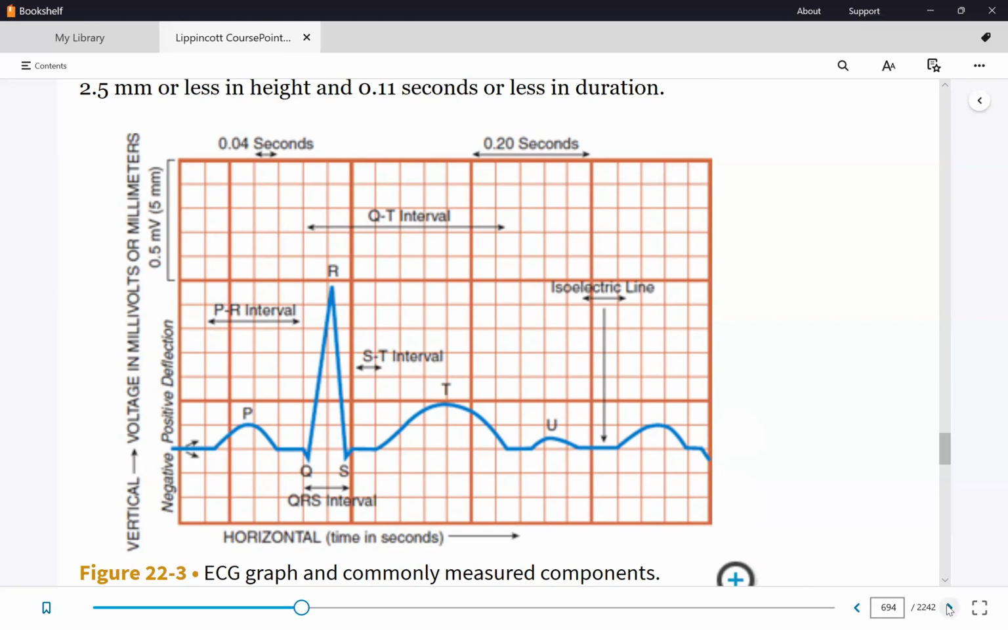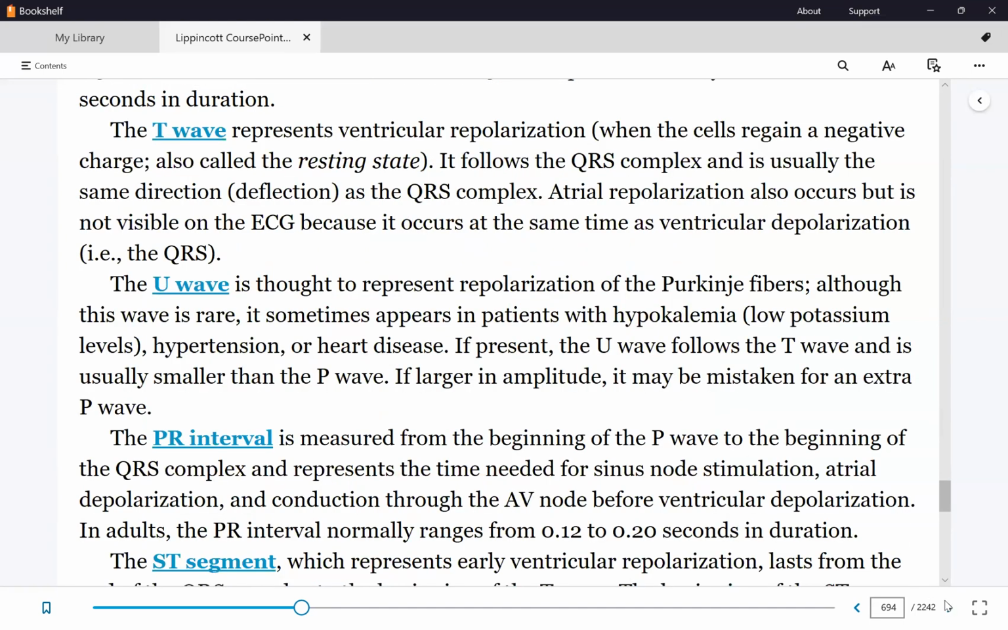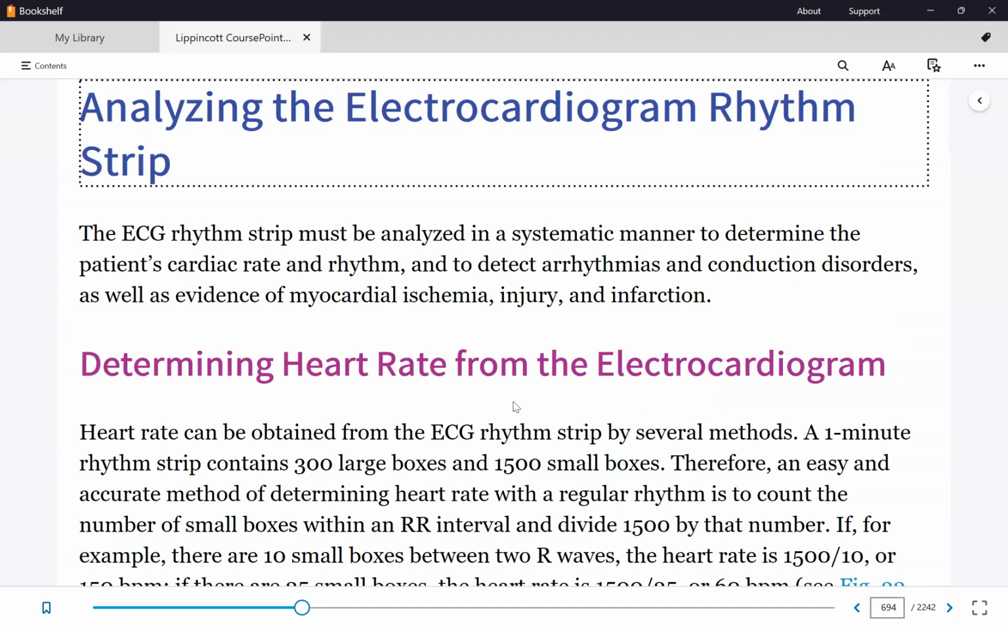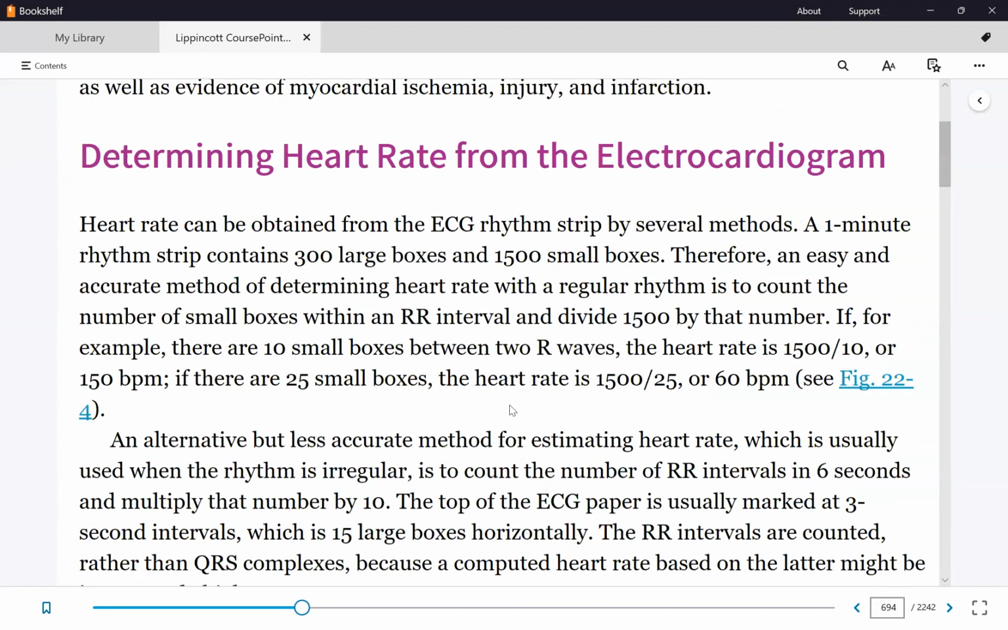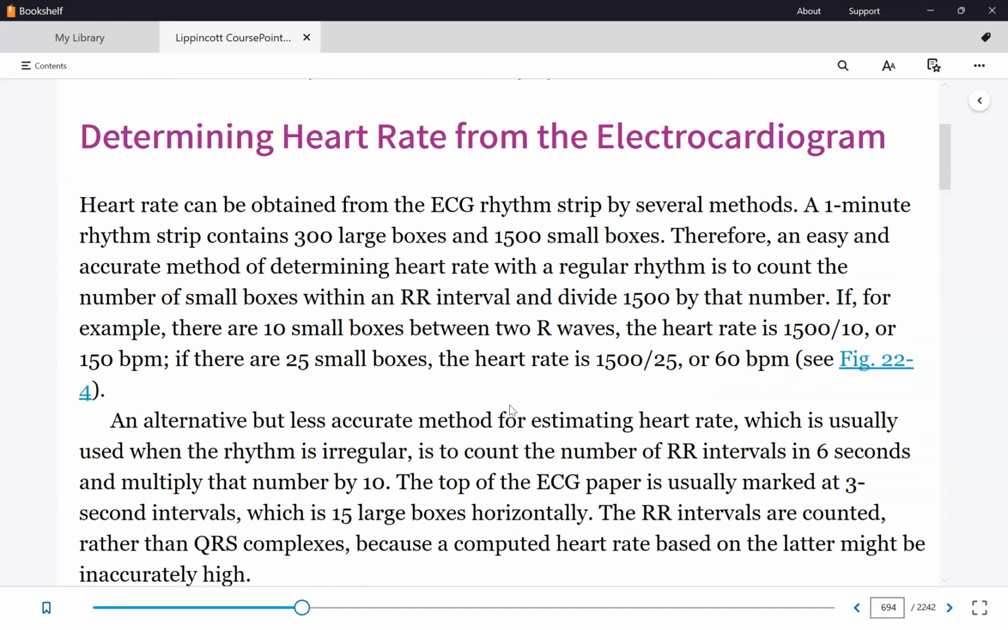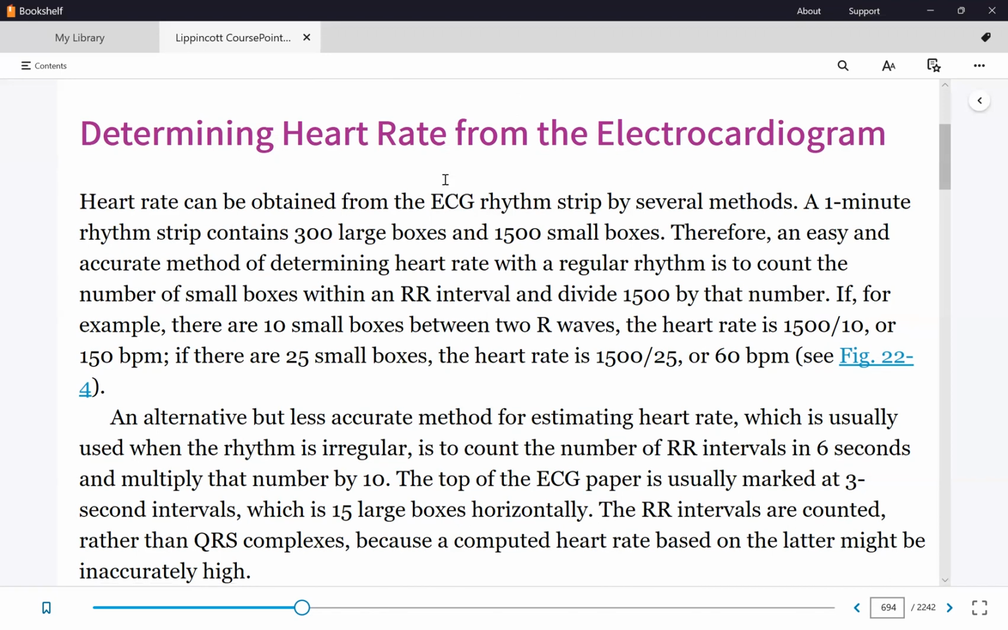Okay, let's go to our common dysrhythmias now. So just the P wave, PR interval, and then the QRS complex, ST segment, and the T wave. That's it. We'll stop at counting the heart rate. We'll look at a few methods on how to count the heart rate, and then we'll look at dysrhythmias next week.